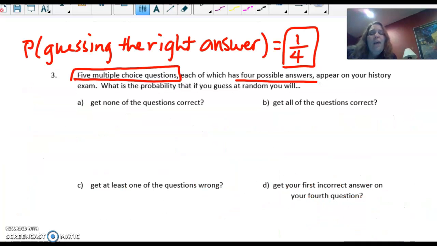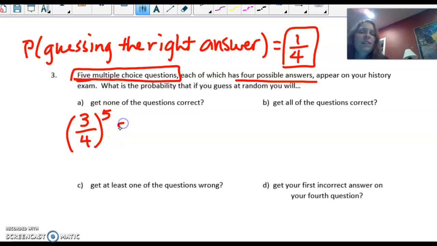All right, in number 3, we have 5 multiple choice questions, each of which has 4 possible answers, on your history exam. What is the probability that if you guess at random, you will: A, B, C, D. All right, just as a reminder then, the probability of guessing the right answer is going to be 1 in 4 because there is 1 right answer and 4 possible choices. So if you get none of the questions correct, that means you guessed wrong every single time. If the probability of guessing correctly is 1 out of 4, then guessing wrong would be 3 out of 4. And that happened for each question, and there are 5 questions, so it's going to be 3/4 to the 5th.